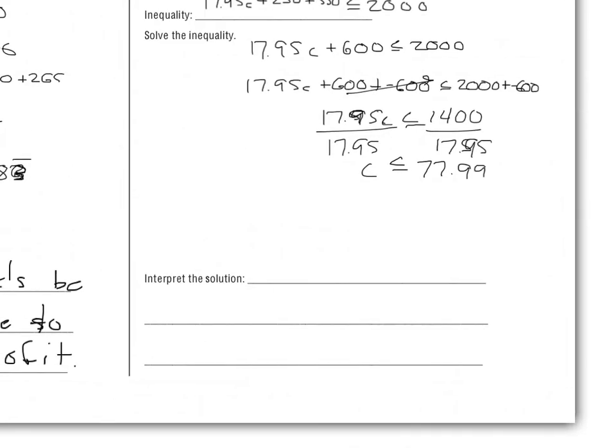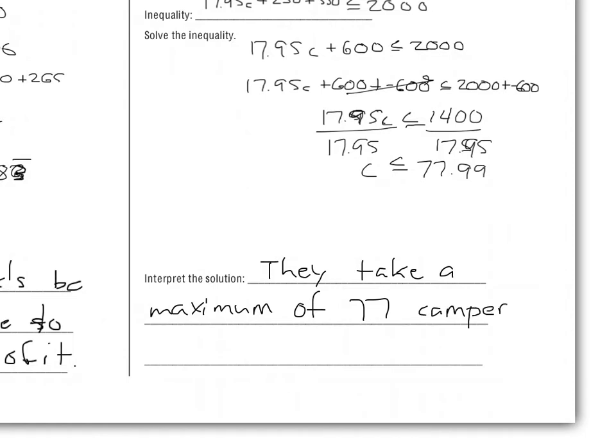So in the real world, they can take a maximum of 77 campers. Obviously, with as close as it is, we could probably figure out exactly how much more they need to find, and I'm sure they can probably scrape it together in the cushions of the couches they're sitting in. All right, flip on over. We've got 2 more problems to do today.